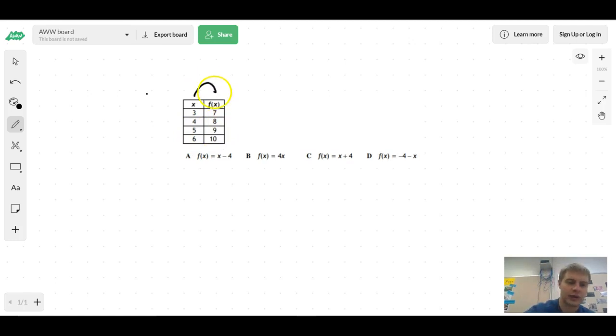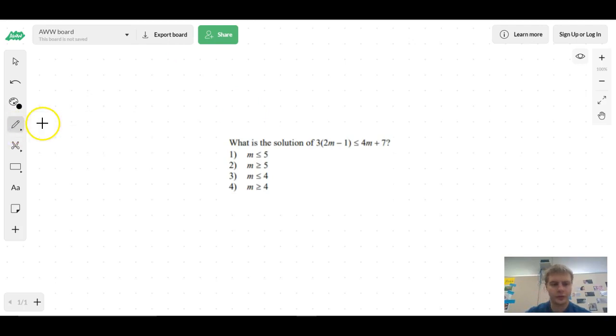And we always look from x to y, like how do we go from here to here? And when I look at that for the pattern, it looks like every single time it's adding 4. So C would be the correct answer. x plus 4 would be the function rule that we would like. Let's try the next one. Okay, so for this one, we're going to want to solve this and see what happens.